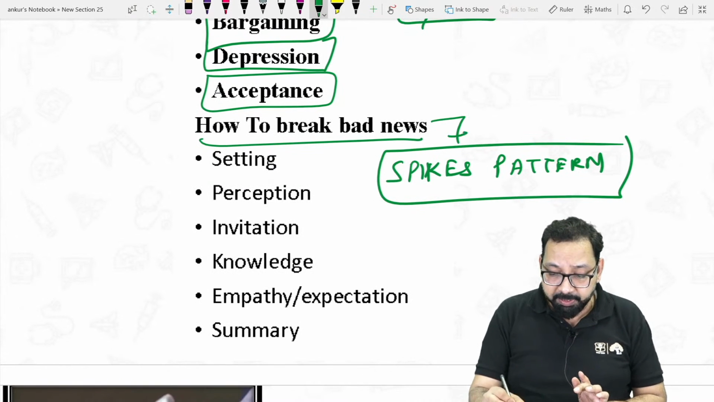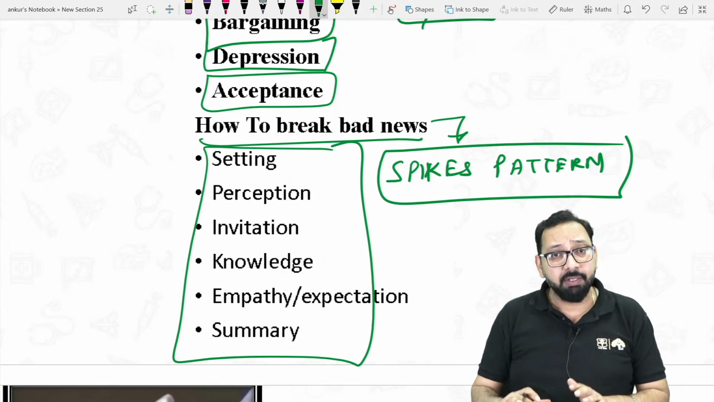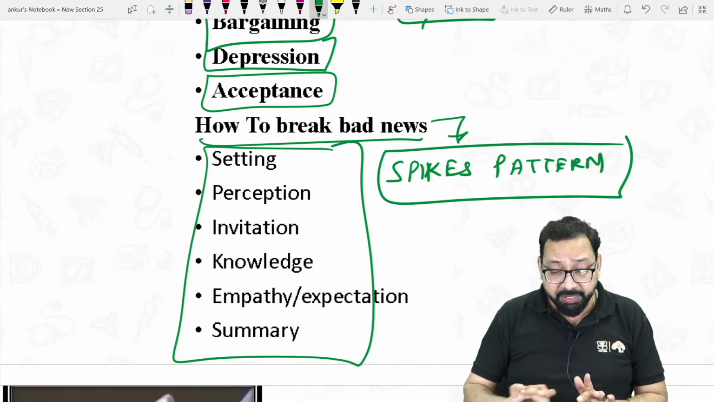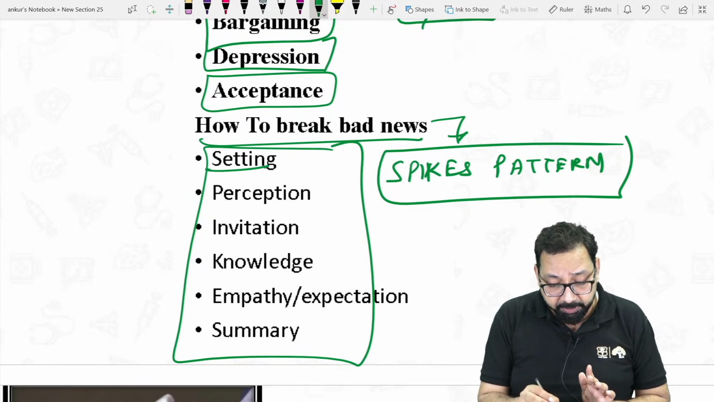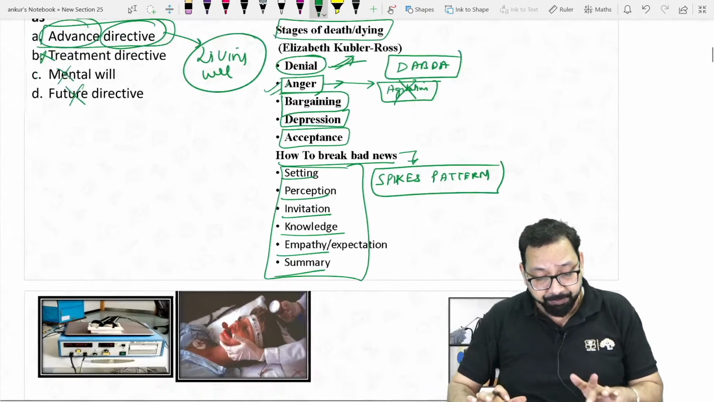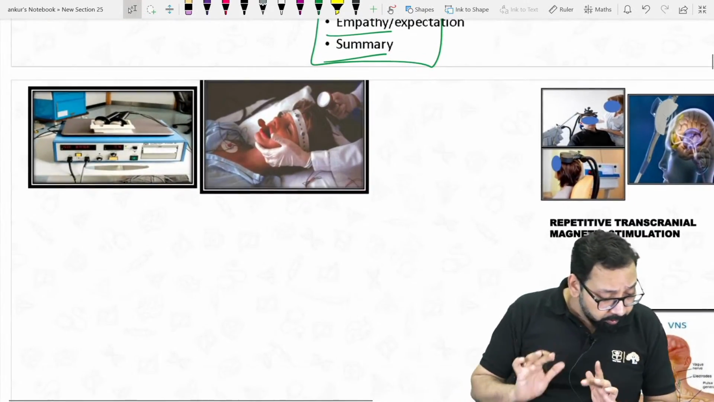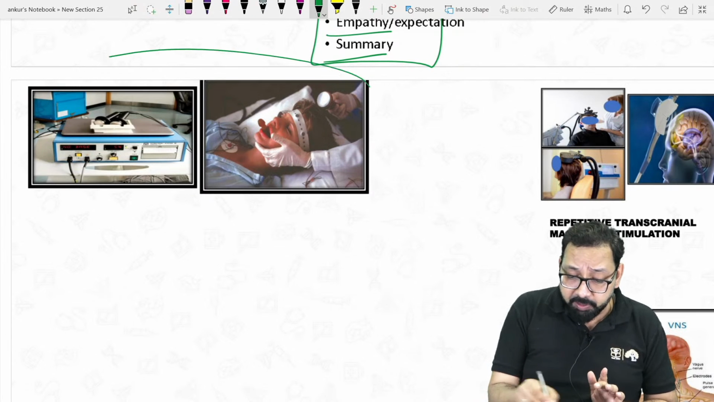This question has been asked. No one is going to ask, meaning after that they don't ask about the different steps. Just remember SPIKES: setting, perception, invitation, knowledge, empathy, summary. Okay, SPIKES patterns. So now ECT, electroconvulsive therapy, picture MCQ.